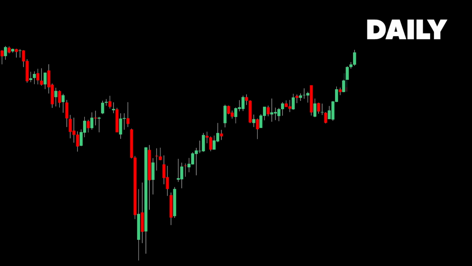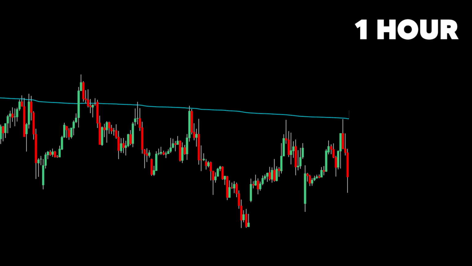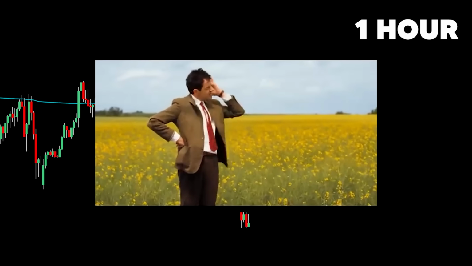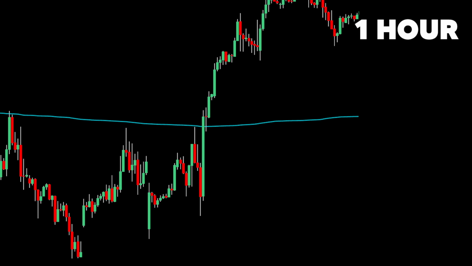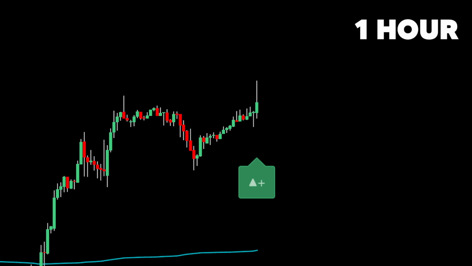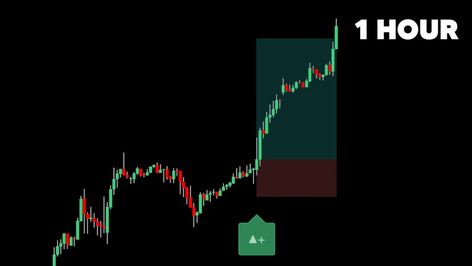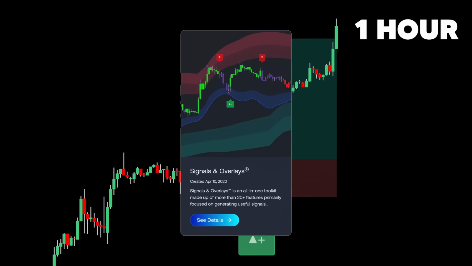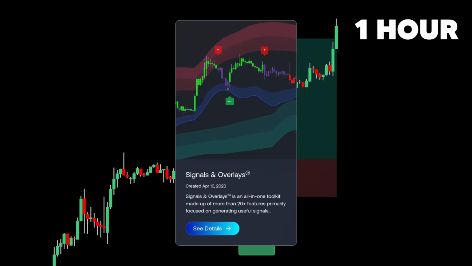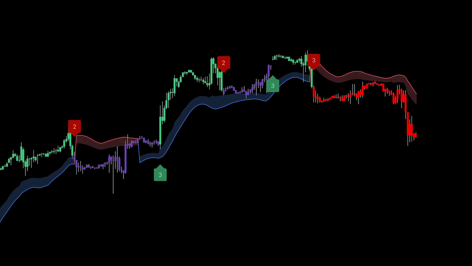But when we zoom out to the daily time frame, the structure is actually bullish. So instead of shorting below VWAP, we're going to wait. We hold off until price reclaims the VWAP, then look for confirmation above it. Once that happens, we've got both structure and VWAP aligned, and now we can catch a much cleaner move in the direction of the broader trend. These confirmation signals come from our Signals and Overlays toolkit, which also includes a suite of overlays to help you time your entries and manage your trades with smart trailing logic.